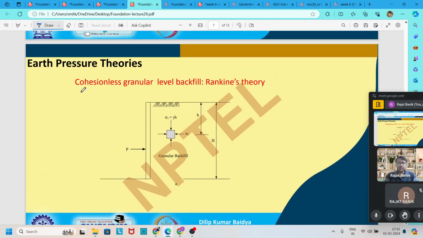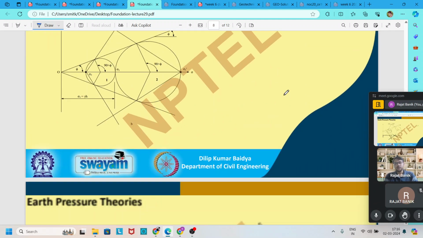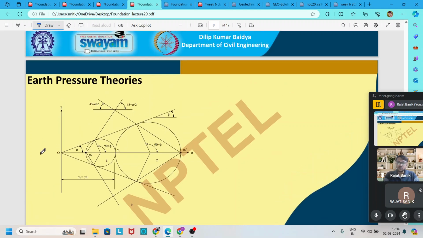These formulas are derived only for cohesionless granular soil, and this theory is given by Rankine's theory. In Rankine's theory, we do not consider the friction of the retaining wall. Now here two more circles are drawn, one for the active case, another for the passive case. The left one is for the active case, the right one is for the passive case.